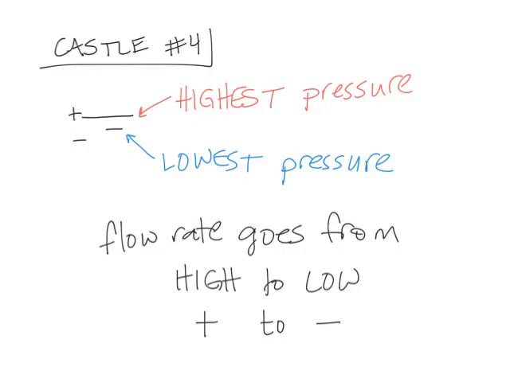Okay, so Council 4 is all about pressure. If we talk about the battery, the positive end of the battery has the highest pressure. The negative end of the battery has the lowest pressure. And as long as there's a pressure difference from high to low, that difference is what pushes the charges through. And as long as the charges are moving, you have a current.